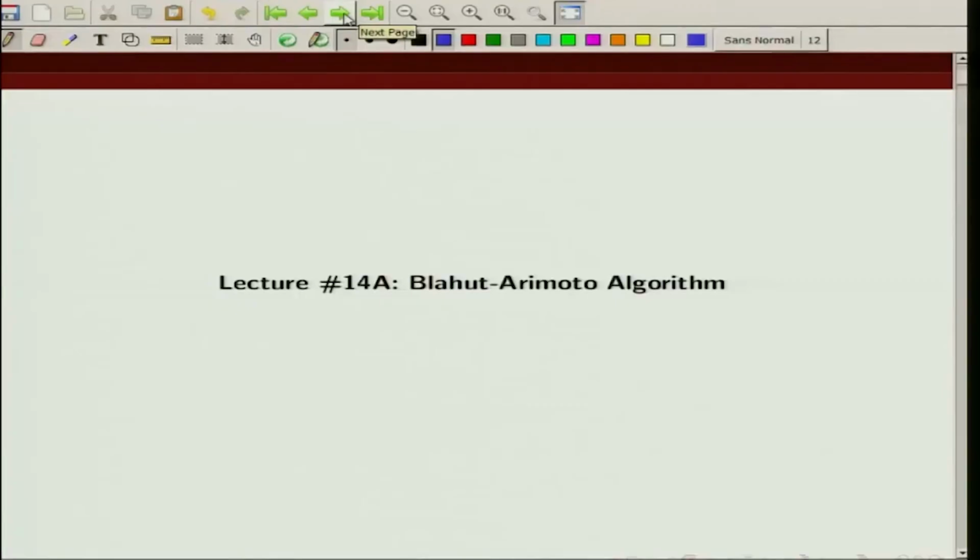In this lecture, we are going to talk about an iterative algorithm to compute channel capacity and rate distortion function, and this is known as the Blahut-Arimoto algorithm, named after these two scientists who independently came up with this algorithm.